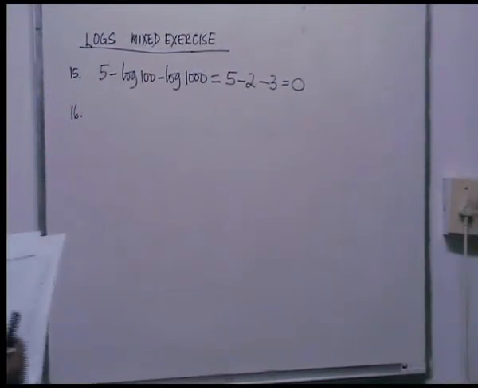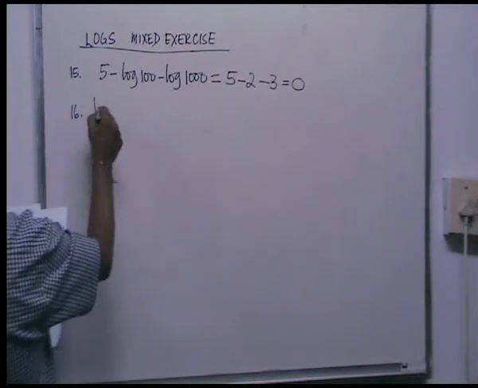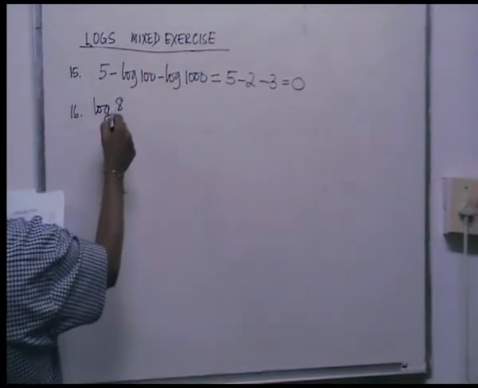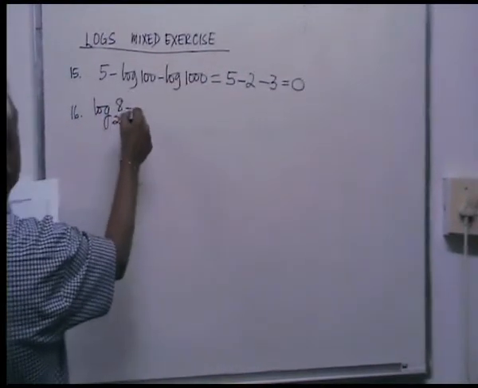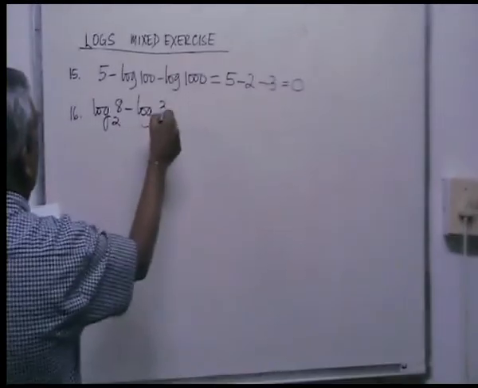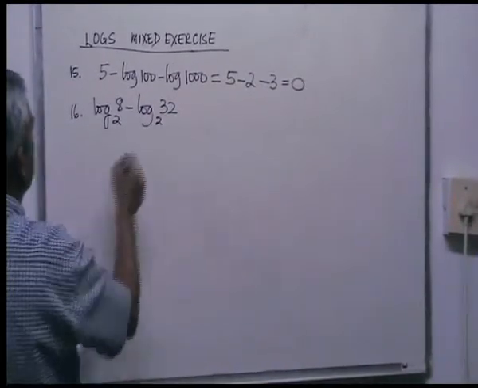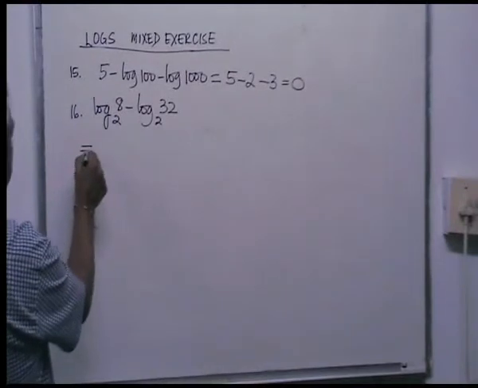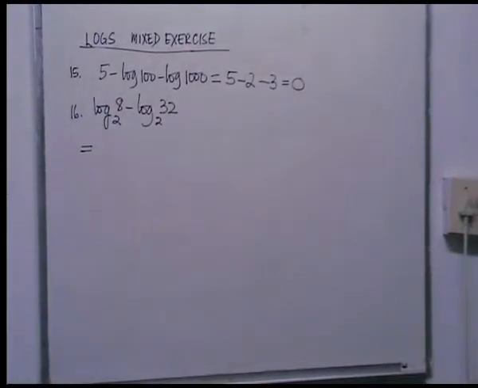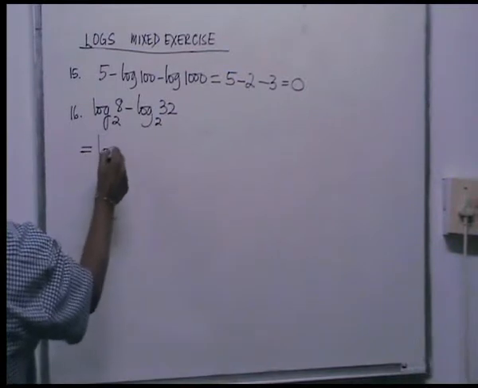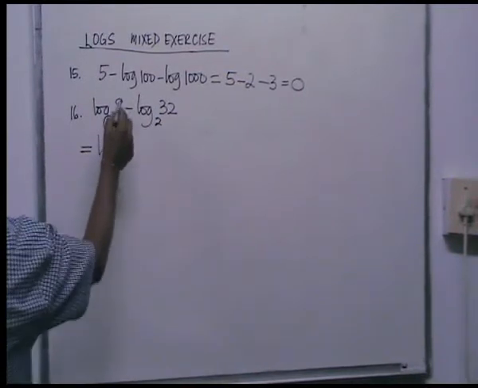Number 16. Log of 8 to the base 2 minus log of 32 to the base 2. Now, the bases are the same and there's a minus sign. So the quotient law will apply. But you must be careful. A lot of students get caught with this.